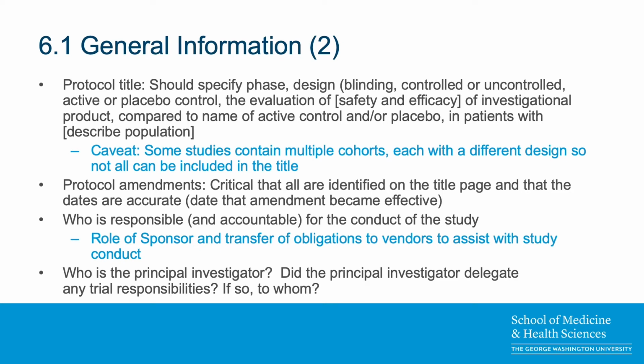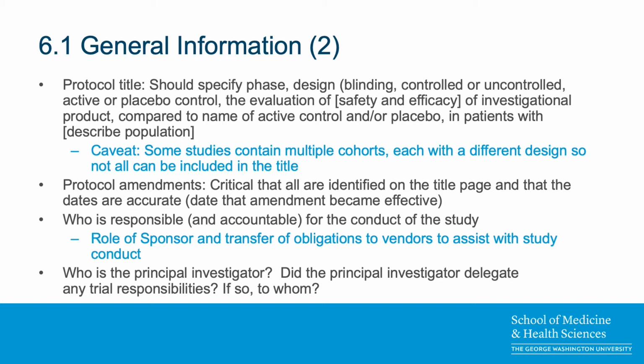Just a few points about the general information. The title should be complete. It should specify these elements: the phase and elements of the design, what is the product, what's the comparison, and what's the population. One caveat to this is that some studies do contain multiple cohorts, and each might have a different design, so the protocol can't include all of this without being unnecessarily long.